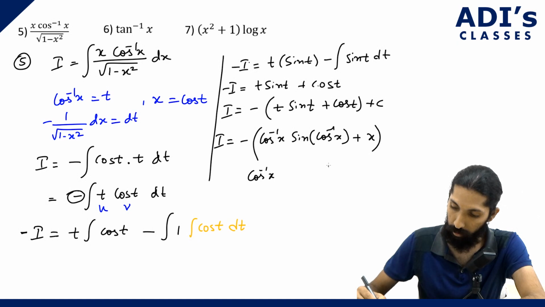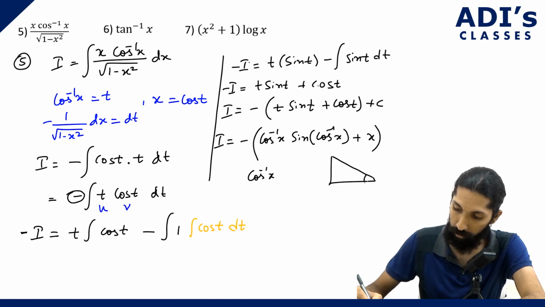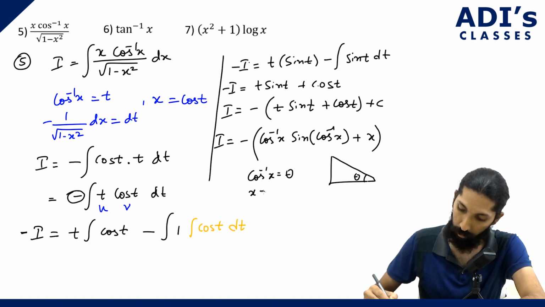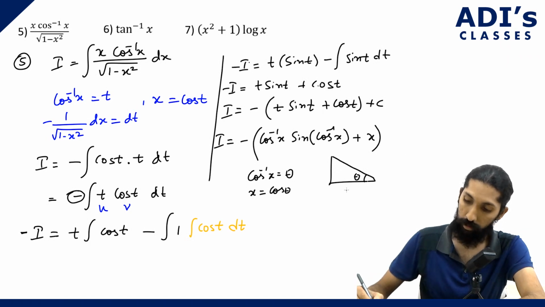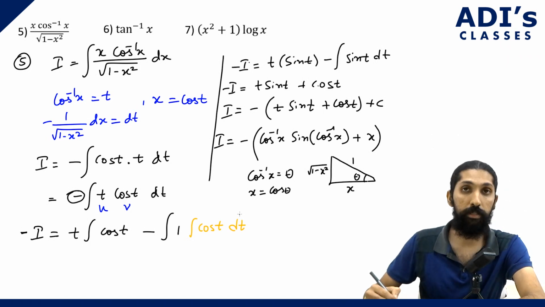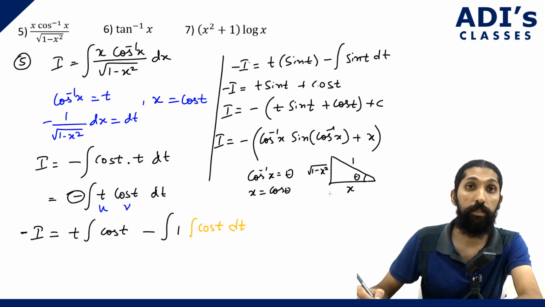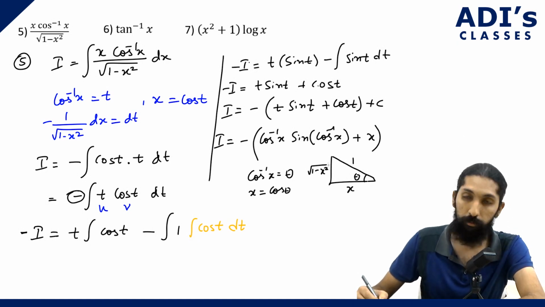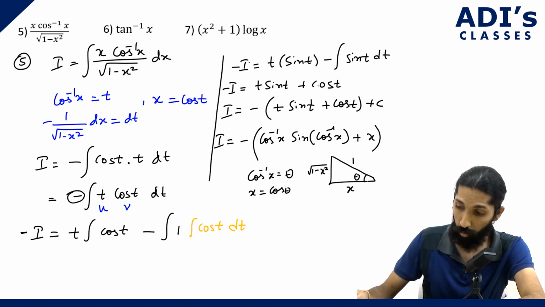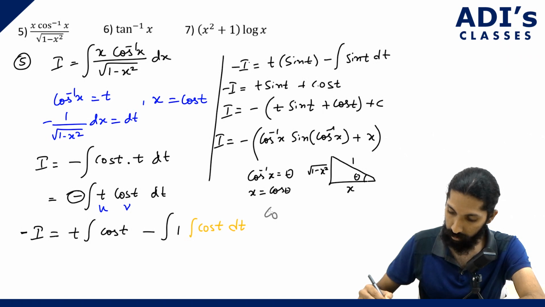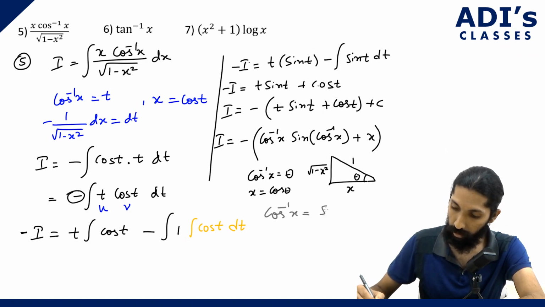See, cos inverse of x, right? That means if you take this as a triangle, call this as theta. Suppose if this is theta, then x is equal to cos theta, right? So this is x, this is 1, and this is root of 1 minus x square. This is the basics of trigonometric functions that we are doing. Very simple. Now look at the triangle and tell me what is sine theta. Sine theta is root 1 minus x square, isn't it? So cos inverse of x is the same as sine inverse of root of 1 minus x square.